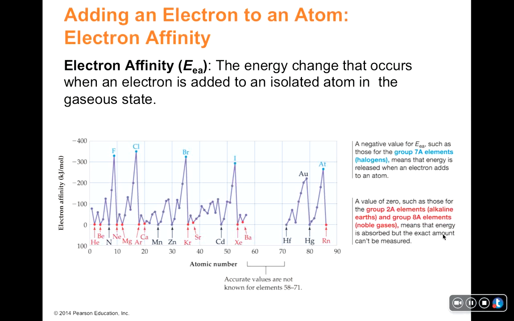So again, fluorine, chlorine, bromine, these have all high electron affinities. Group 2A and group 8A elements, they have very low electron affinities. And in fact, we don't even measure electron affinity in a positive direction because it can't be measured. They essentially don't want to add electrons, so it's not a measurable quantity. So you'll just see them written on the 0 mark.